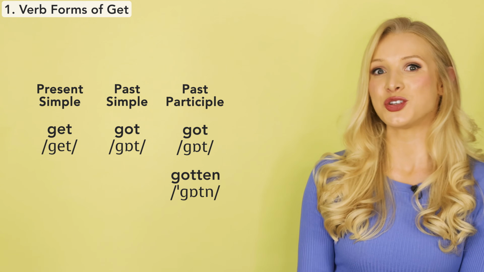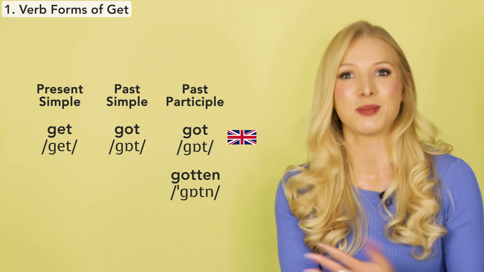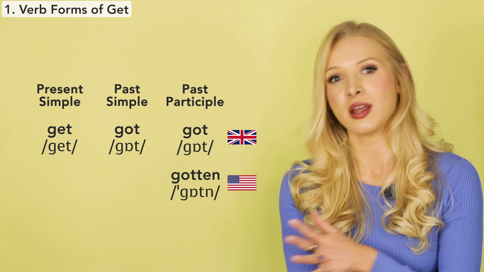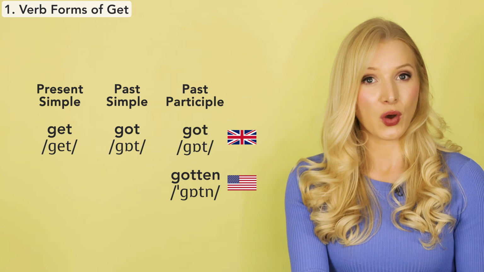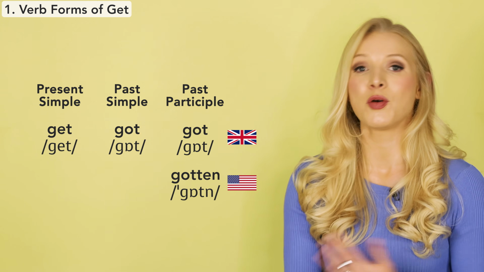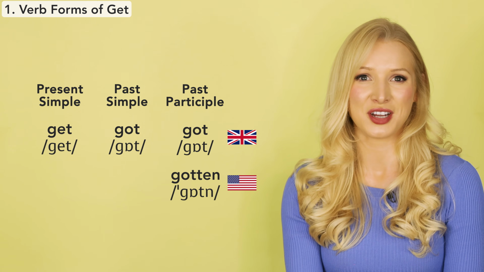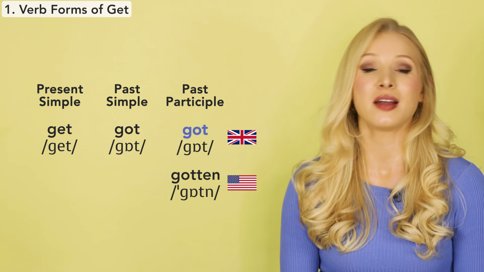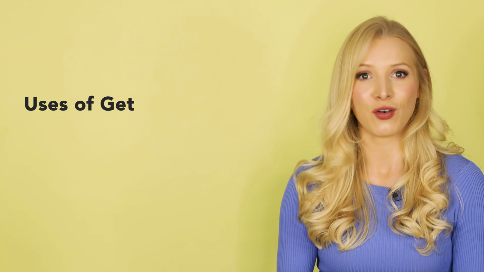In British English, we typically use got as the past participle, while gotten is more common in North American English. Gotten is also used in some regional varieties of British English. In this video, I'm going to use got as the past participle, but you can use either. Now let's look at our first usage of get.